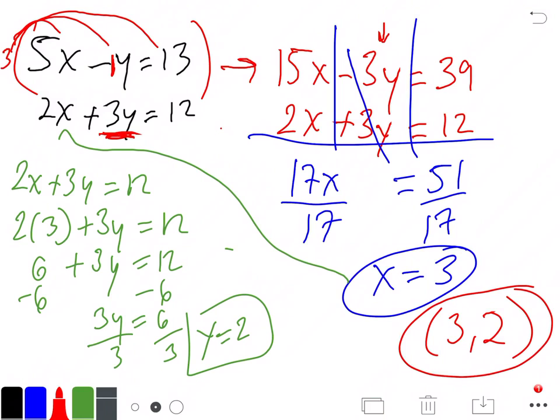The only real new thing with this is the idea that you have to find something to multiply into an equation to get a set of opposite coefficients. I decided to eliminate y, which meant I had to multiply the top one by 3 to get an opposite of positive 3y in the bottom, and my opposite was negative 3y in the top.